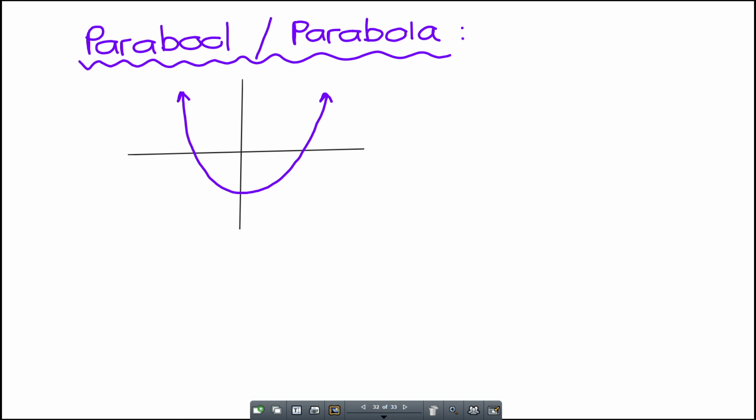Okay. Now I am going to give you the formula, but don't be scared, because it is really not as difficult as it looks. The formula of a parabola will always be in the form of y is equal to a x squared plus q.